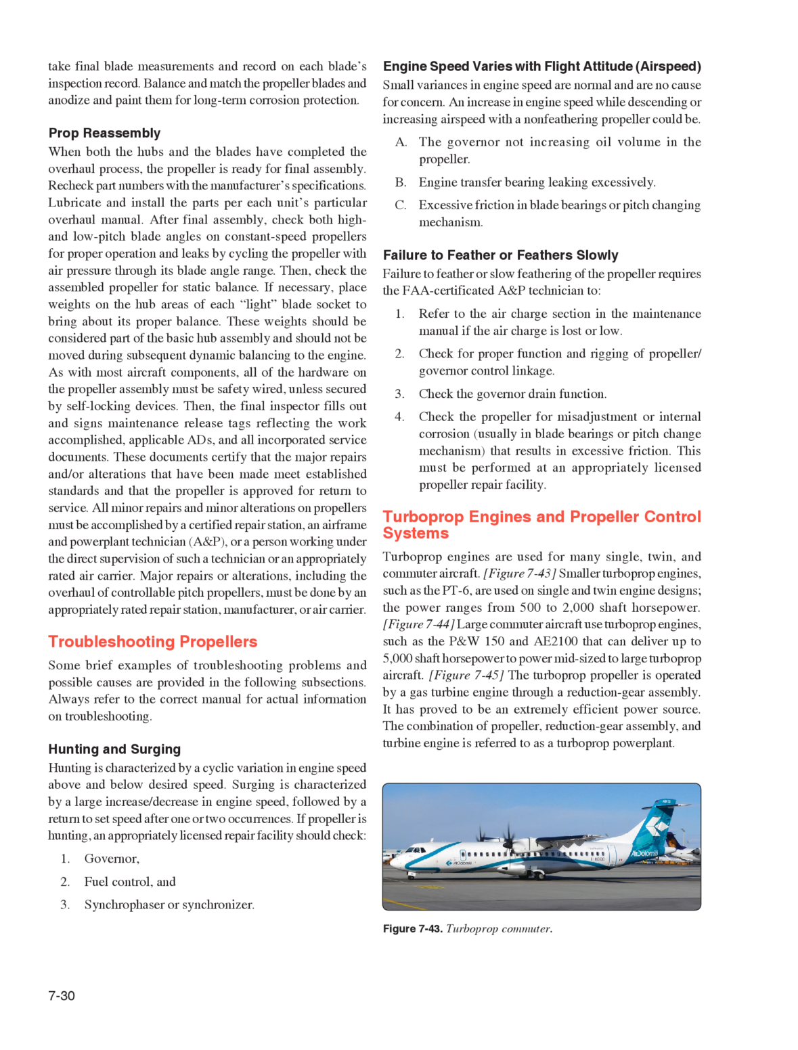Failure to feather or feather slowly. Failure to feather or slow feathering of the propeller requires the FAA certificated A&P technician to 1. Refer to the air charge section in the maintenance manual if the air charge is lost or low. 2. Check for proper function and rigging of propeller/governor control linkage. 3. Check the governor drain function. 4. Check the propeller for misadjustment or internal corrosion, usually in blade bearings or pitch change mechanism, that results in excessive friction.